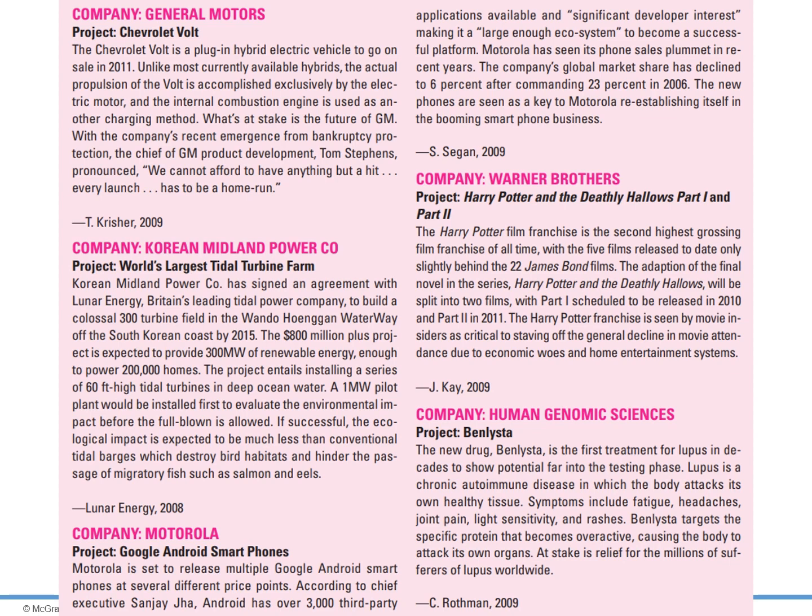Here are some examples of big projects in real-world scenarios executed by some big companies, including different types of industries. For example, General Motors' project, Chevrolet Volt; Korea Midland Power Company's project, the world's largest tidal turbine farm; Motorola's project, Google Android smartphones; Warner Brothers' project, Harry Potter and the Deathly Hallows Parts 1 and 2; and a pharmaceutical company's project, Benlysta, a drug developed by the company.